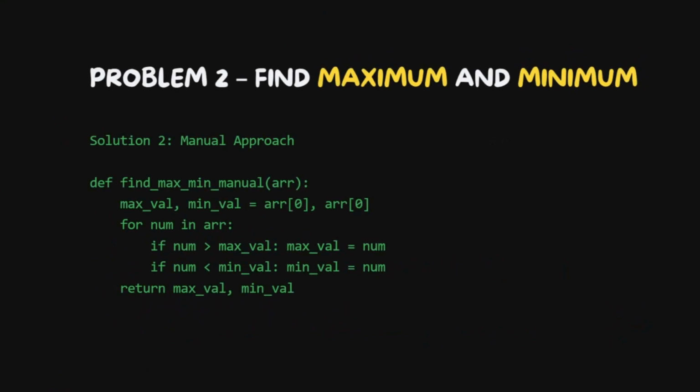The second is the manual approach. For situations like coding interviews, a manual approach demonstrates your understanding of the logic. Here we initialize the maximum and minimum values with the first element of the array and then compare each element to update this value as needed.